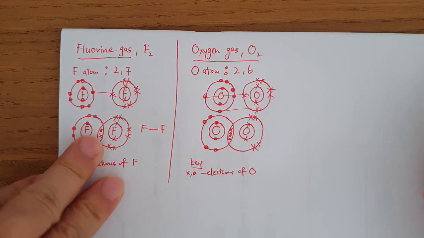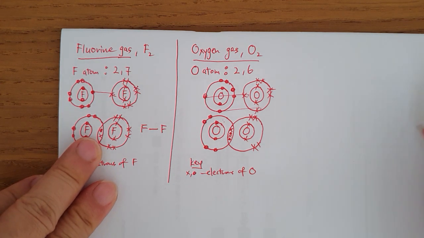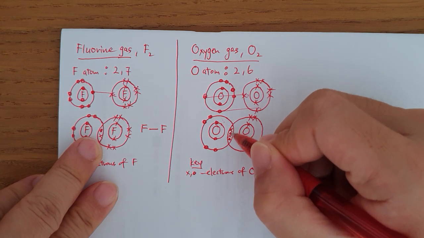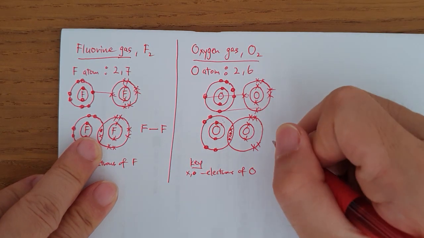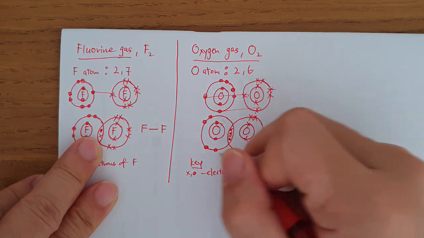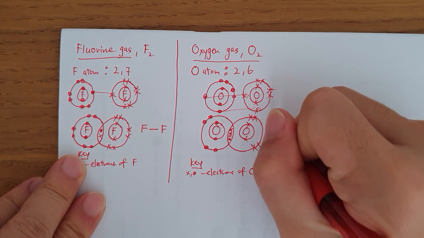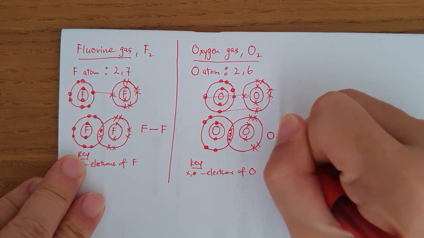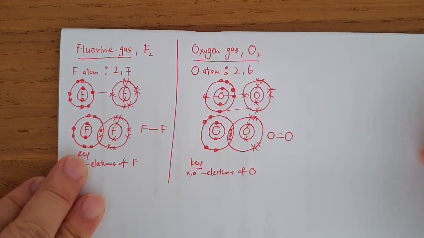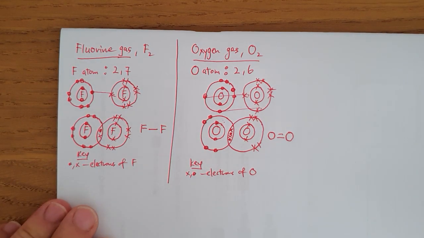And last but not least, what will be the structural formula? Now this time around, since there is a total of 4 electrons shared, this is what we call a double covalent bond. Every 2 electrons is a single covalent bond. So this is a double covalent bond. The structural formula will look like this: O, 2 lines, O, a double bond. So this is your oxygen.